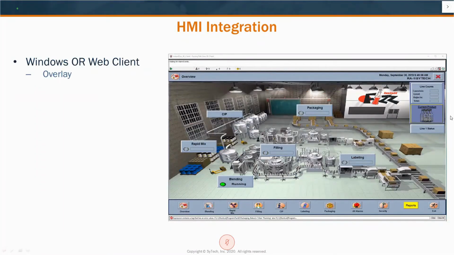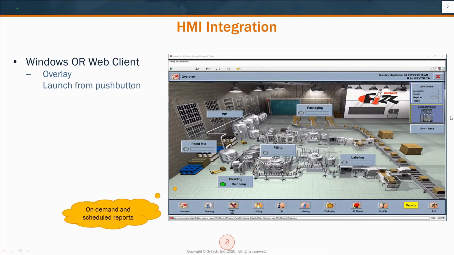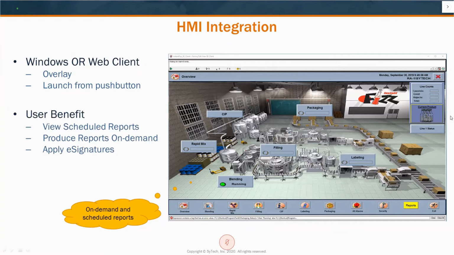Now, another thing that the clients can do is integrate directly into your HMI as an overlay display. So what that means is a user could launch a push button like that yellow reports button that you see down on the bottom right of that picture. It would actually bring up the reporting application directly on top of the HMI. And why would you do that? Because it basically allows you to integrate your reporting solution as an extension of the HMI itself.